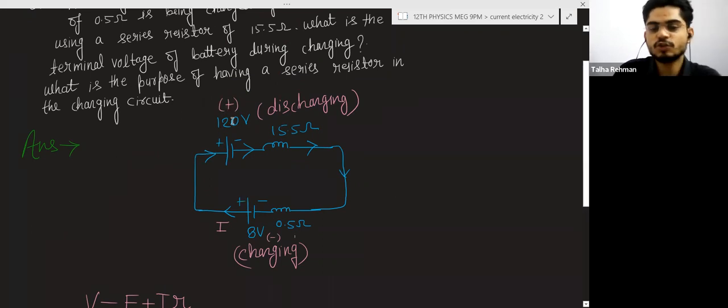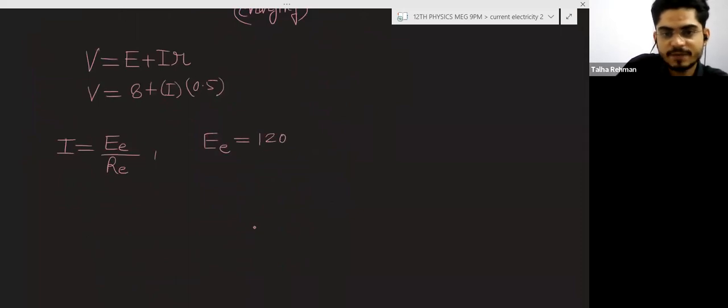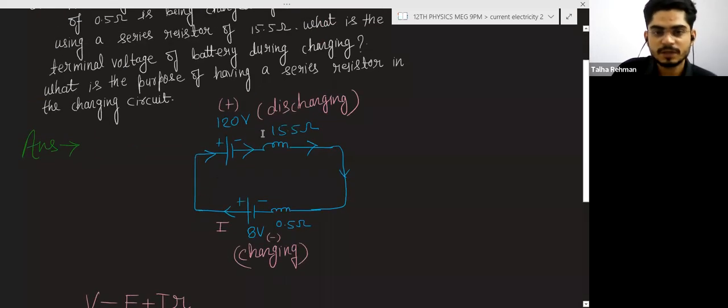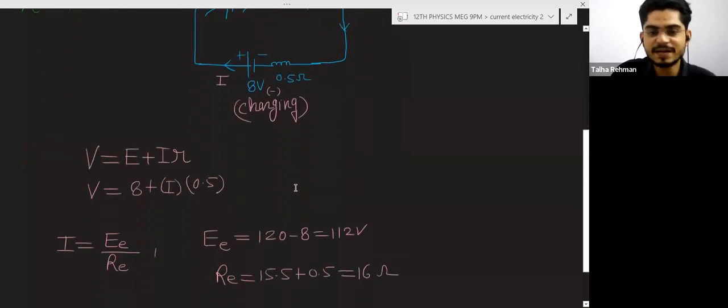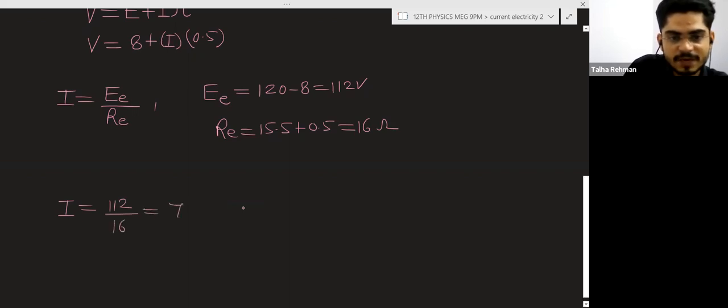So what is the equivalent EMF? 120 minus 8. Equivalent EMF will be 120 minus 8. This will be 112 volt. And what is equivalent resistance? Equivalent resistance is 15.5 plus 0.5. This will become 16 ohm. See, this resistance is connected with this resistance in series. So we can just add both the resistances and we can get the current. So current is E equivalent, 112 divided by 16. You will get 7 ampere.